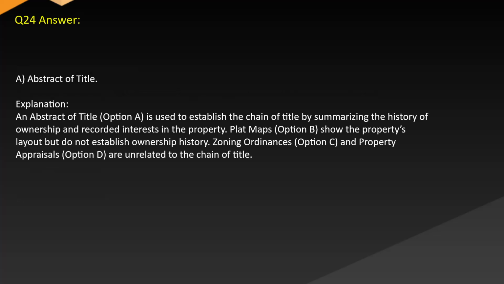Answer: A. Abstract of title. Explanation: An abstract of title, option A, is used to establish the chain of title by summarizing the history of ownership and recorded interests in the property. Plat maps, option B, show the property's layout but do not establish ownership history. Zoning ordinances, option C, and property appraisals, option D, are unrelated to the chain of title.